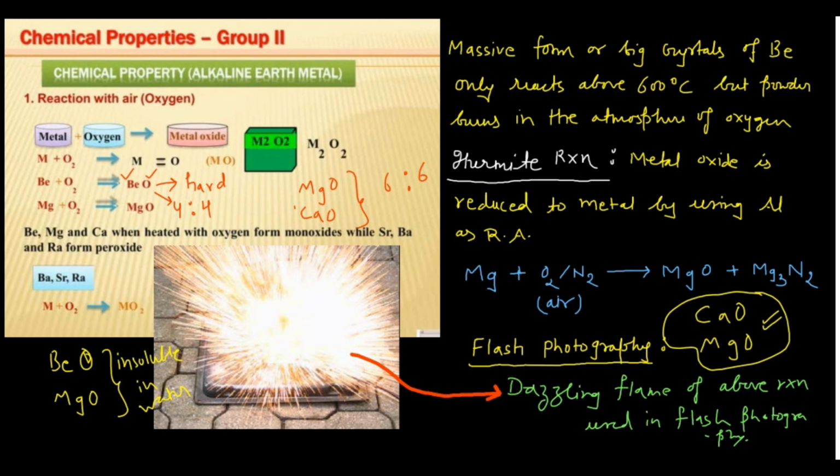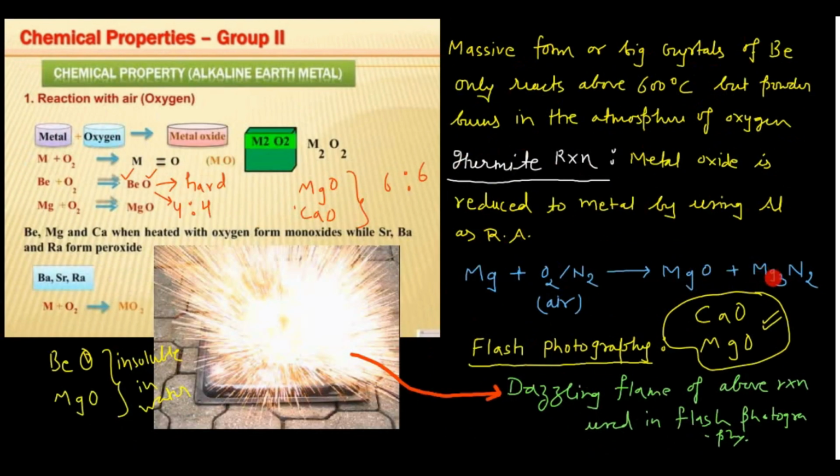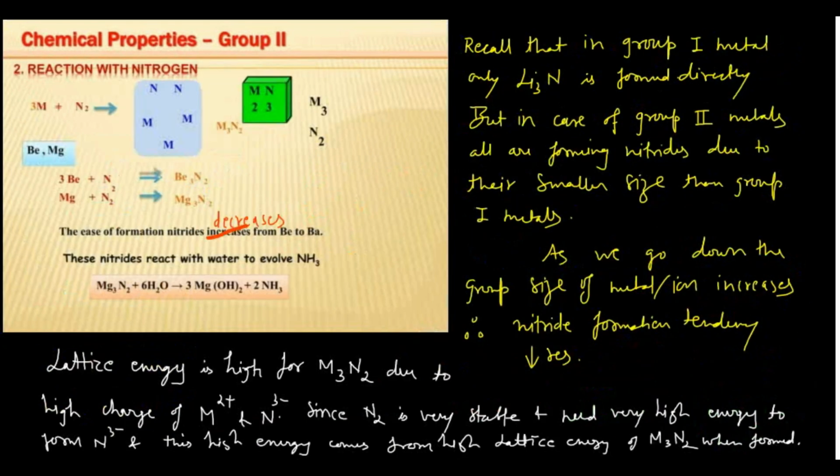Now moving to the next property. Okay, reaction with nitrogen. One very important thing about the reaction with nitrogen I have already explained here. Now moving to the next one. Here you can see what it is saying. If you have followed my last lecture, which I uploaded day before yesterday, there I explained that among your first group elements, the alkali elements, only lithium forms Li3N, that means lithium nitride, directly.